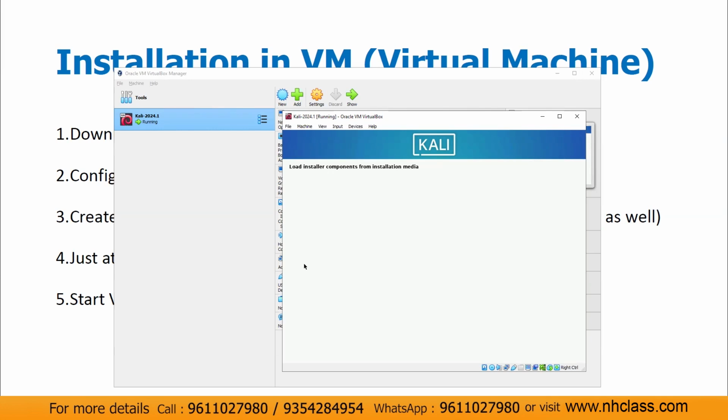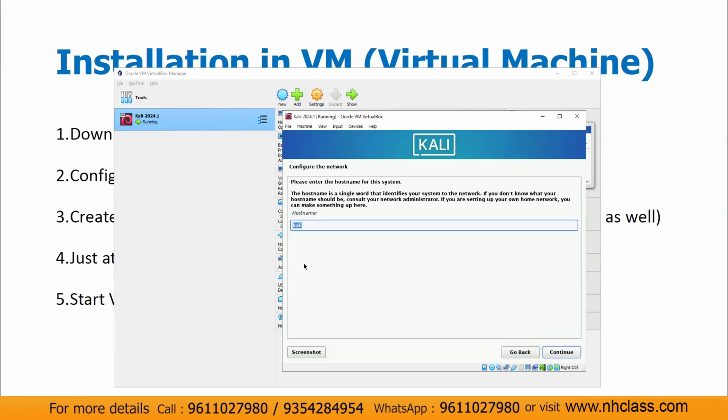So right now it is loading the installer components. Now it is checking the network. Keep in mind, if your computer already has VirtualBox with the default configuration, then the network setting is already there. You need not do anything. But if we talk about a physical machine, then we require some settings that I will explain in the next slide. Okay, right now you can see it is asking for the host name.